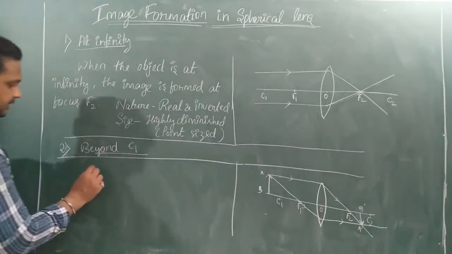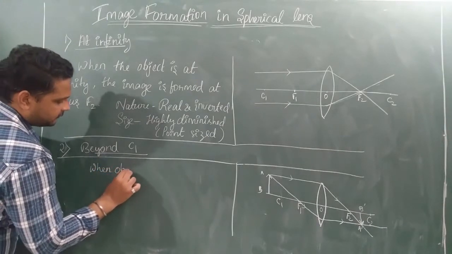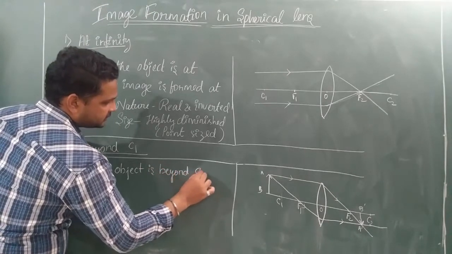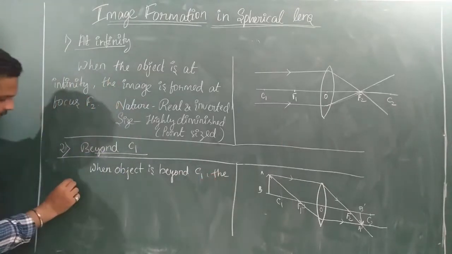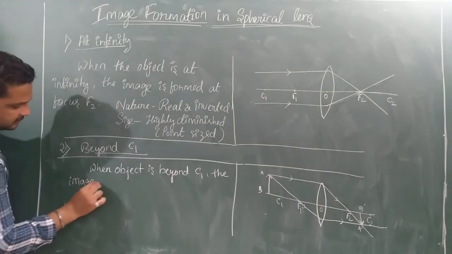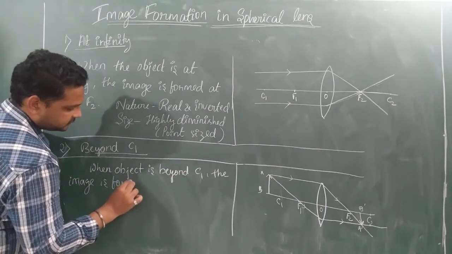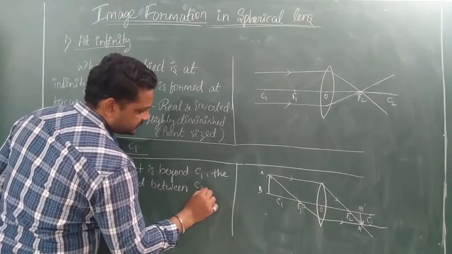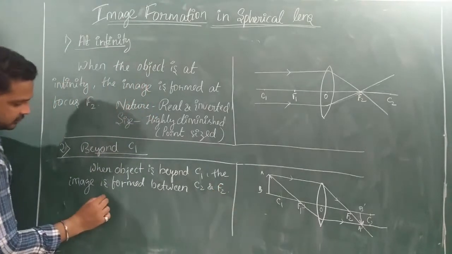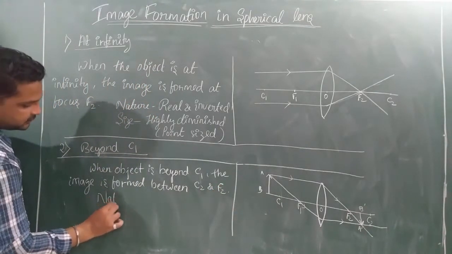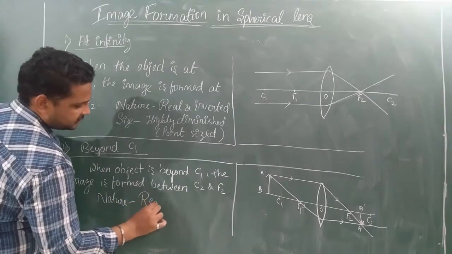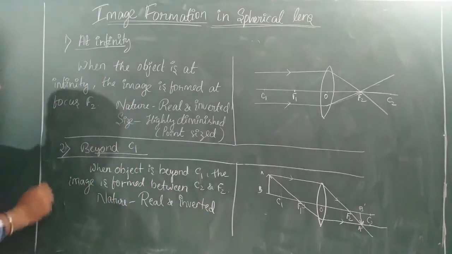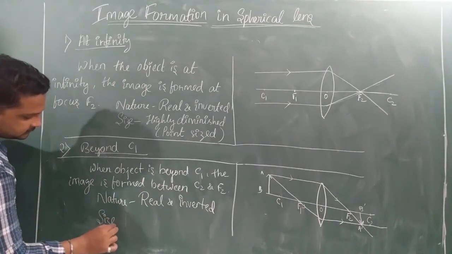So you can note it down. When the object is beyond C1, the image is formed between C2 and F2. What is the nature? It is real and inverted. Size: diminished.